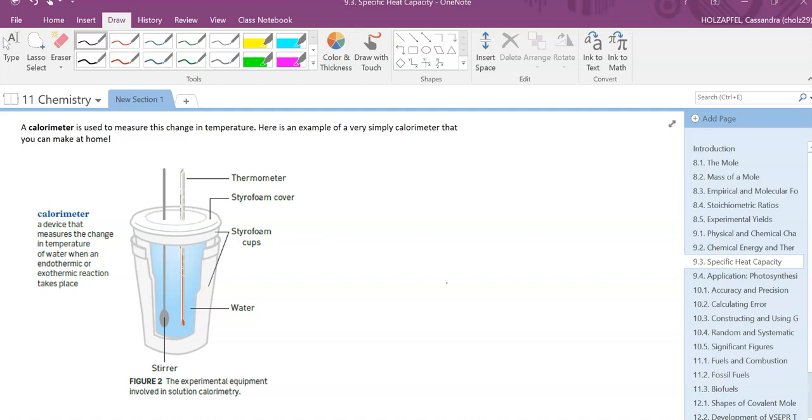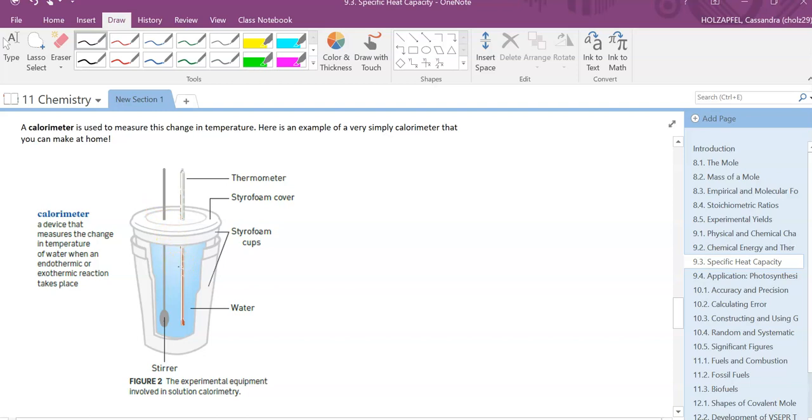But what you can actually do is make a very simple version of a calorimeter at home. All you need is 2 styrofoam cups and a little styrofoam lid. I know, terrible for the environment, but styrofoam is a great insulator. And what you do is you stick a stirrer, like this tiny little spoon here, into the cup and make sure you're mixing it around so that the reaction mixes evenly. And then you put a thermometer in there and you can measure the temperature using that thermometer.